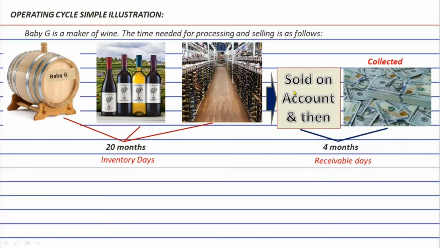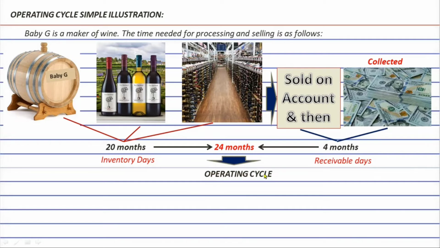But after 20 months, the second one is that you need to sell them, and the collection of cash from those sales takes about 4 months. Now, we can say that it takes 24 months for the Baby G company to start producing again. So that 24 months is what we call the operating cycle.